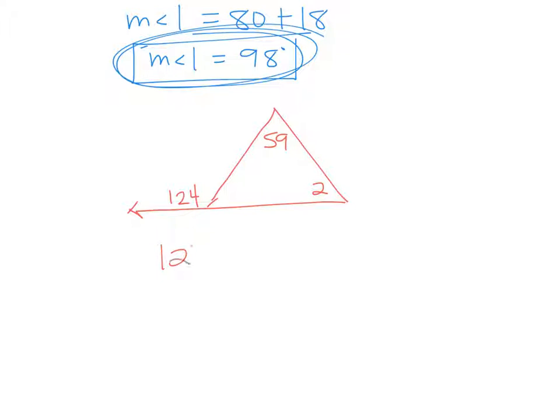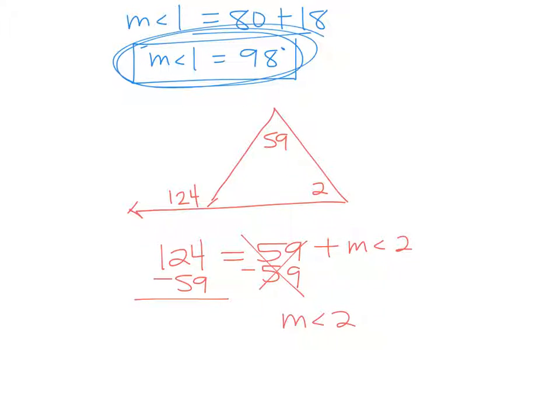124. So that's still the one that's going to stand alone. Equals what? Yeah, 59 plus the measure of angle 2. So you're just subtracting instead on this one. So you get the measure of angle 2 equals 124 minus 59 is 65. So the measure of angle 2 would be 65 degrees.